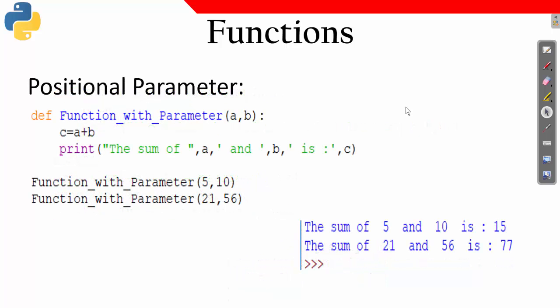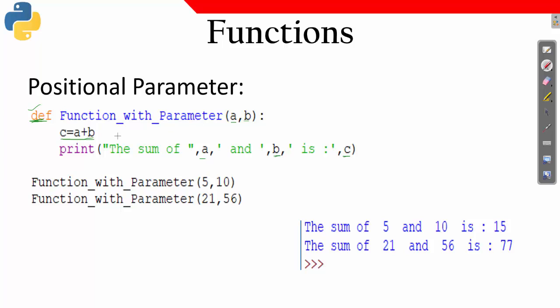now here one more kind of parameter is there, that is called positional parameter. Based on the position of the value, it will take it. Here I have a function, and as the keyword starts with def, it is obviously a function. The function name is function with parameter. I am passing two variables a and b, summing them up, c equal to a plus b, and printing the sum of a and b is c.